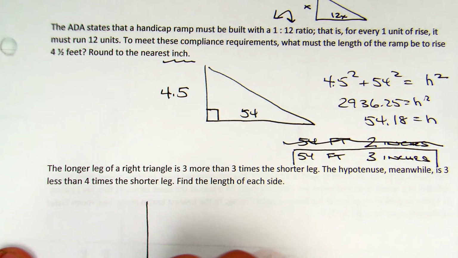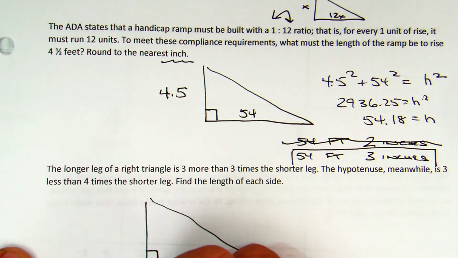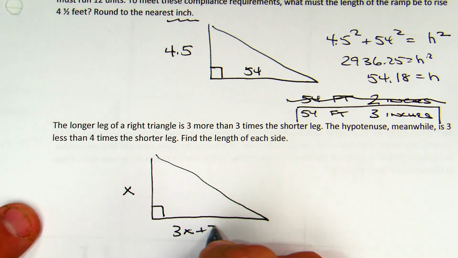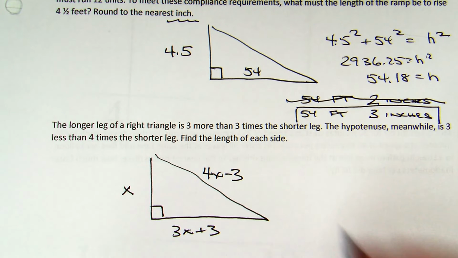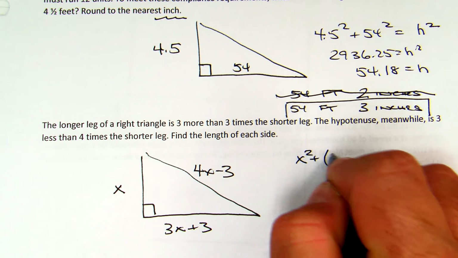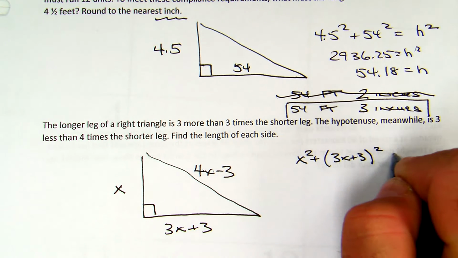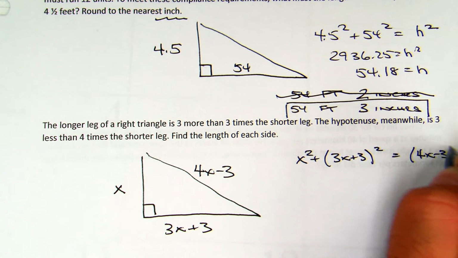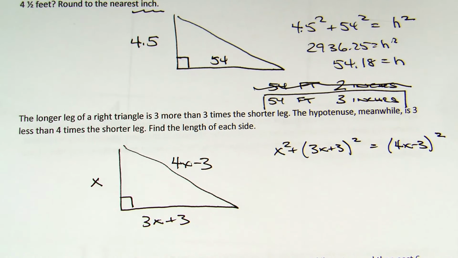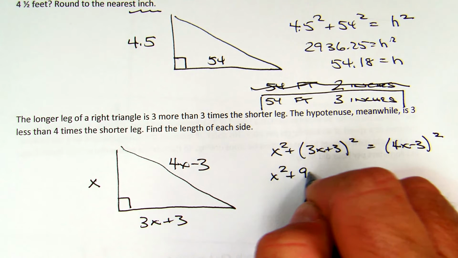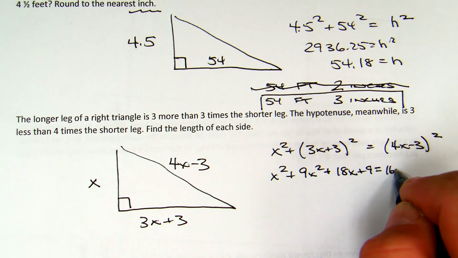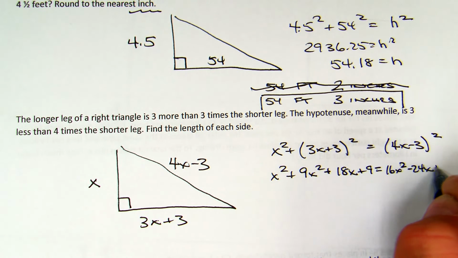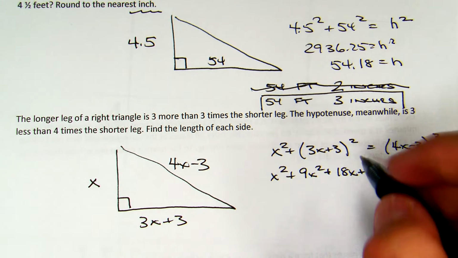Alright, next up, the longer leg of a right triangle is 3 more than 3 times the shorter leg. So my shorter leg is x. My longer leg is 3 more than 3 times that, and my hypotenuse is 3 less than 4 times that. So when I set up the Pythagorean theorem, it's x squared plus (3x plus 3) squared equals the hypotenuse squared, which is (4x minus 3) squared. I'm now going to square the binomials: x squared plus 9x squared plus 18x plus 9 equals 16x squared minus 24x plus 9. The 9's cancel out.